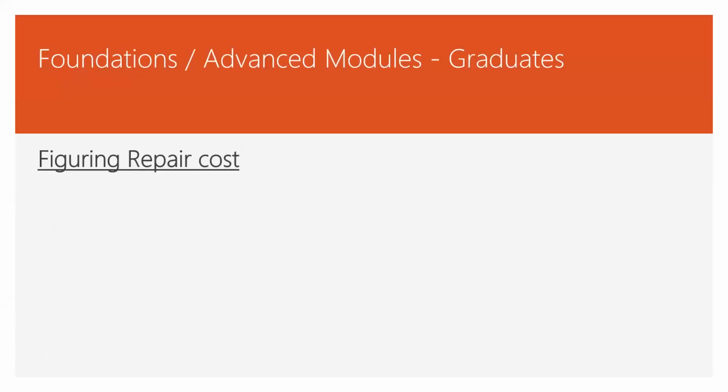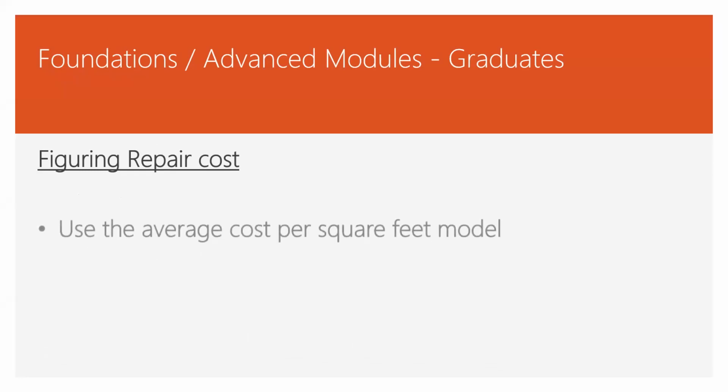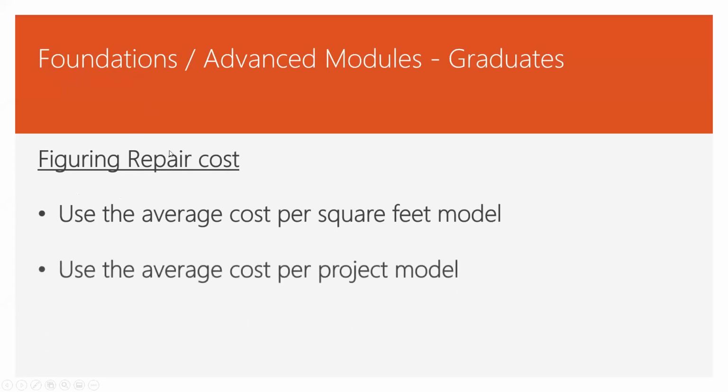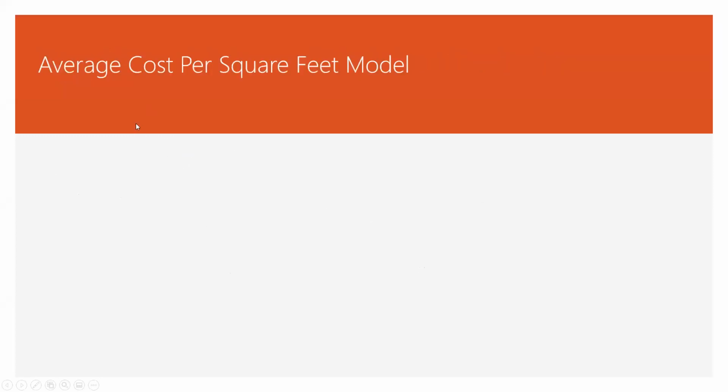Let's talk about, that's the wrong heading up there. I didn't take that heading out. But we're talking about figuring the cost here. I'm going to show you the average cost per project, and then we're going to talk about the detailed cost. So let's go into the average cost per square foot model.